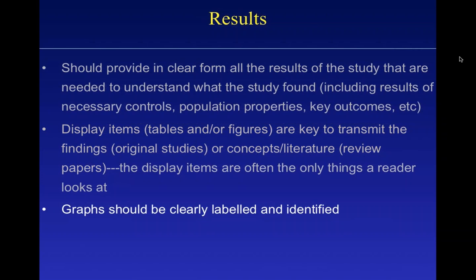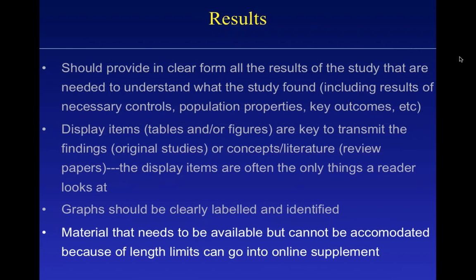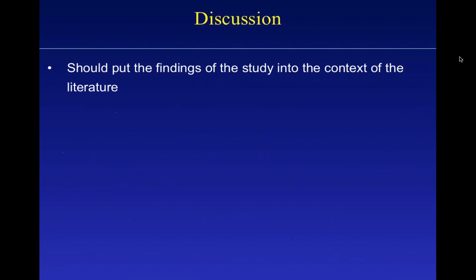Graphs should be clearly labeled and identified, and that's something that reviewers often don't pay enough attention to. Often the labeling is minuscule, so it can't be seen properly. The identification is difficult to see, so that's something you should definitely look at. And finally, material that needs to be available to the reader, and the reviewer for that matter, but can't be accommodated because of length limits, can go into an online supplement.